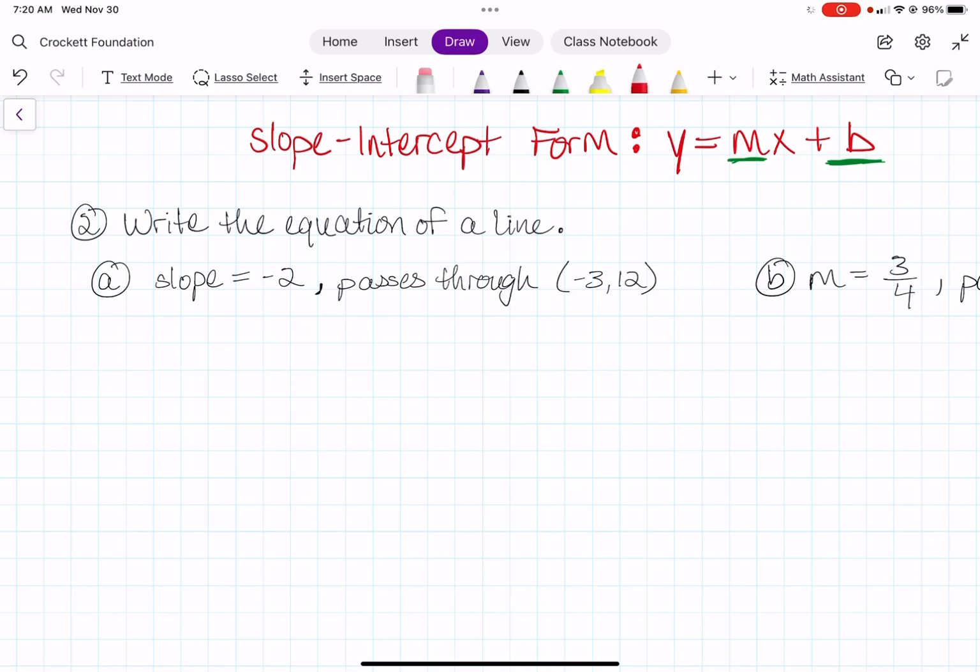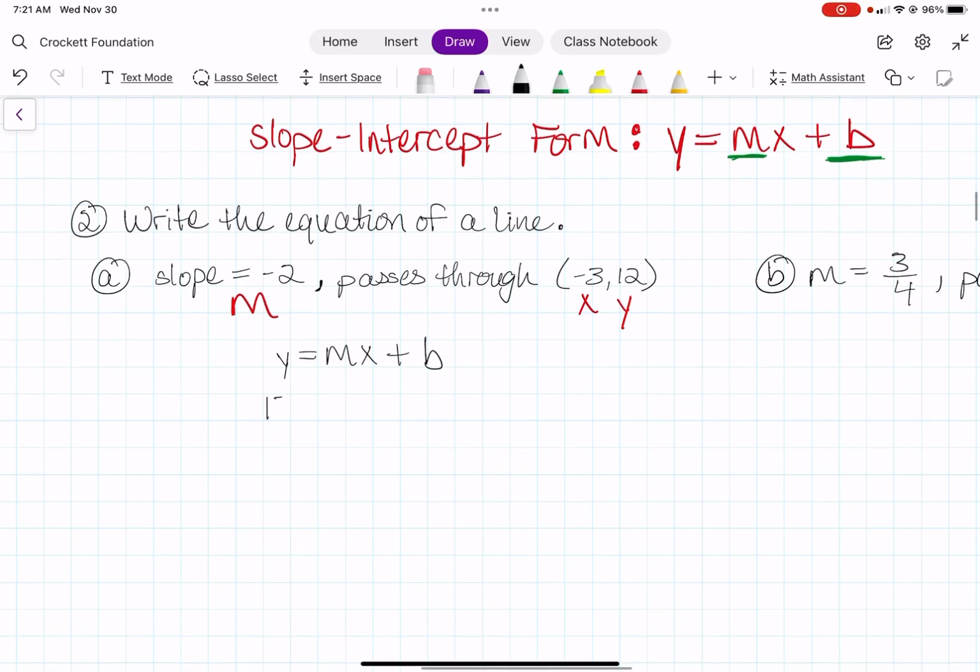First thing I want to do, I'm going to put m next to the slope. And for this ordered pair, I'm going to label the -3 as x. I'm going to label the +12 as y. Now I'm just going to rewrite the slope-intercept formula, and substitute m, x, and y into this formula. Y is 12. M is -2. X is -3. And we still have plus b.